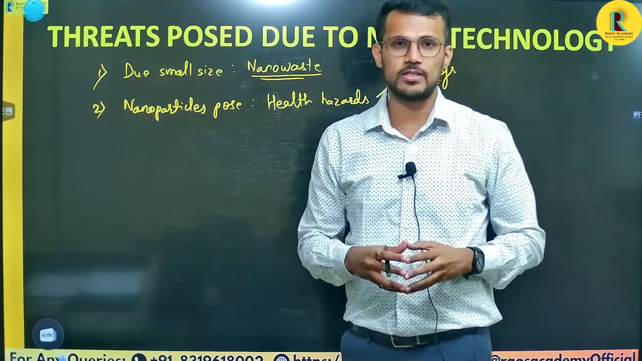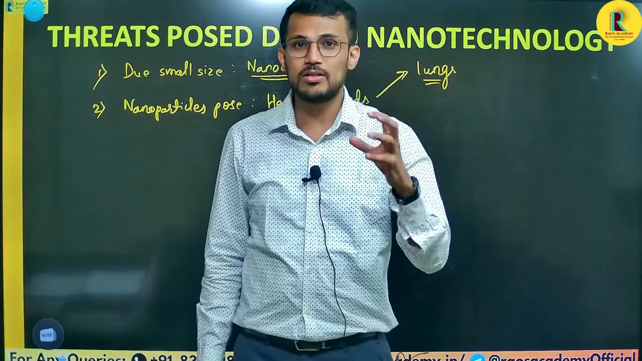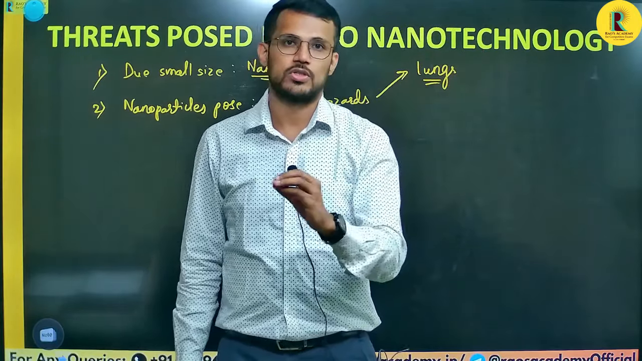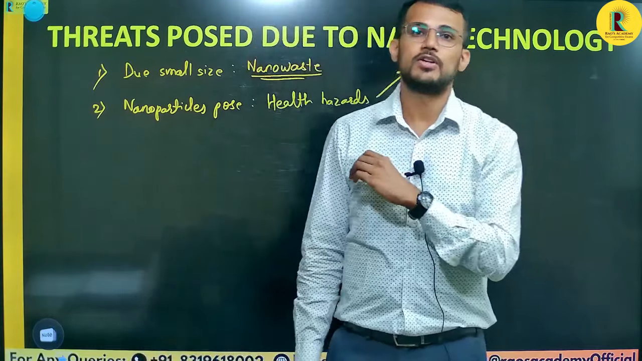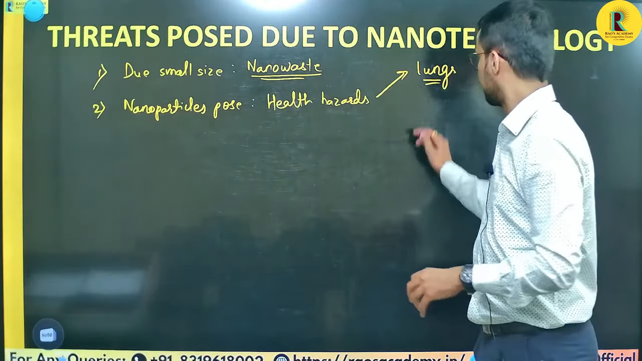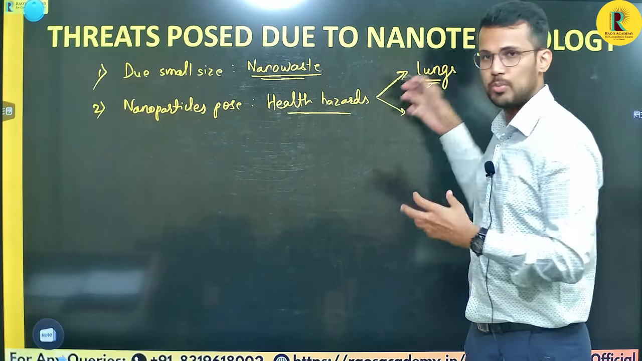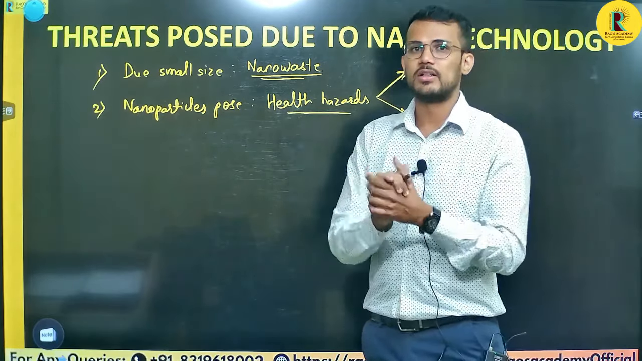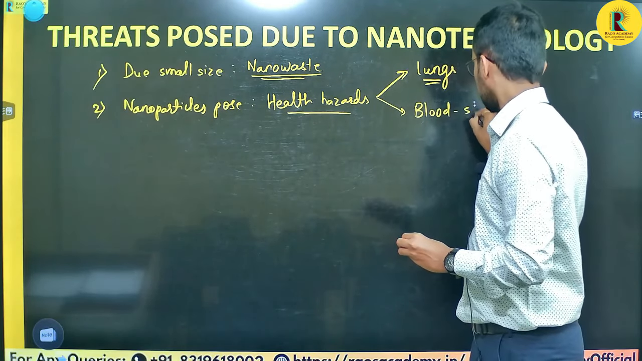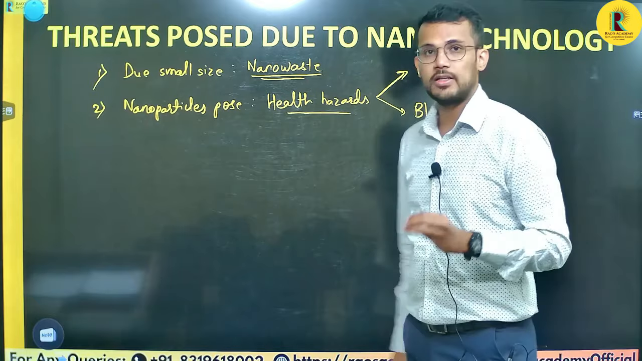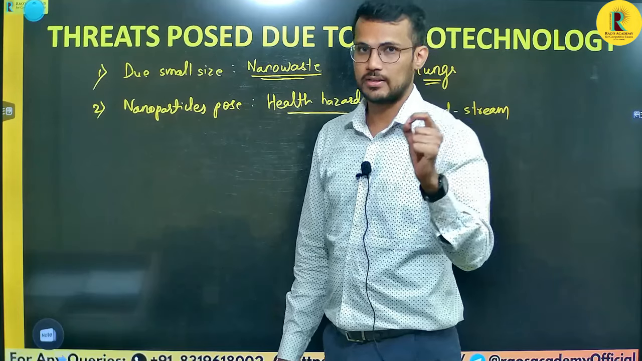In this particular case, the most important threat is of carbon nanotubes. Carbon nanotubes have similar structure to that of asbestos. Asbestos is a material that leads to various respiratory problems. It affects our lungs. So, it poses health hazards because these nanoparticles would get deposited in our lungs, leading to various lung related issues. Also, they can enter our blood stream. And that's why nanoparticles or nano waste is a threat.